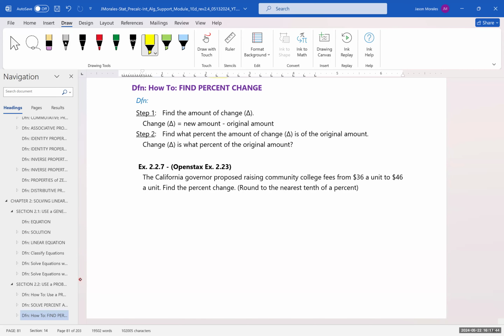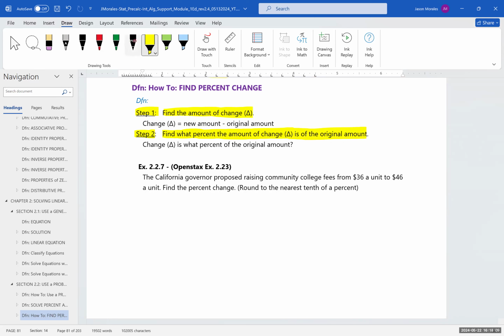All right, moving on to the next part of this section: how to find percent change. So there's two basic steps. Step one is to find the amount of change. And step two is to find what percent the amount of change is of the original amount.